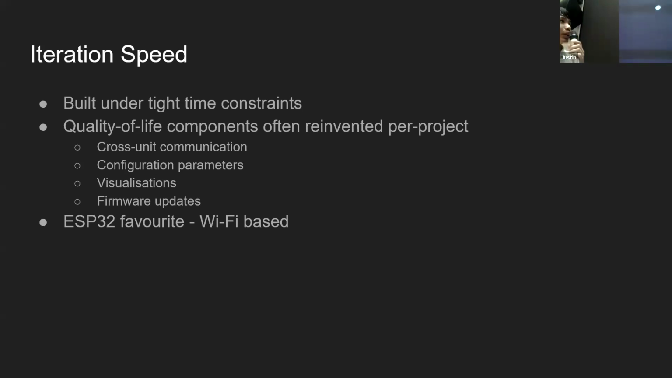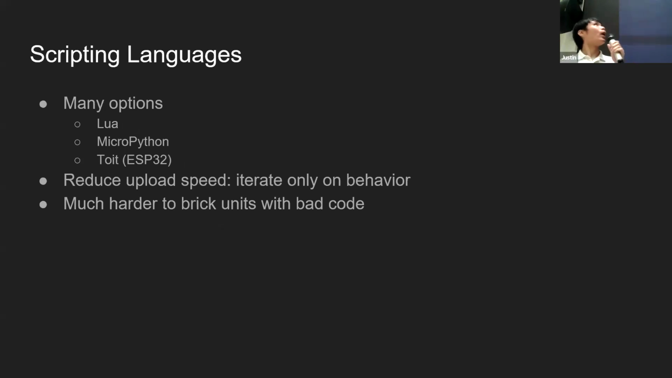ESP32s were my favorite until the price started going up. You couldn't assemble them, so there are trade-offs there, but that's a different topic. So I started looking at scripting languages. There are many options, right? You have Lua, which is your standard one. You have MicroPython. You have Tuit. These are very specifically targeting ESP32s.